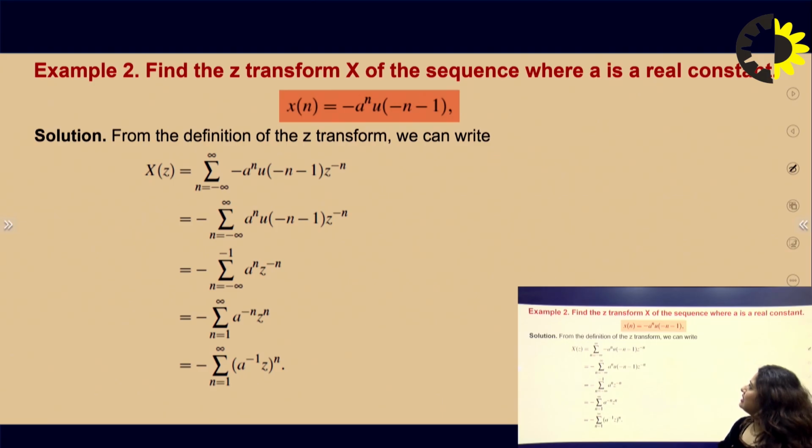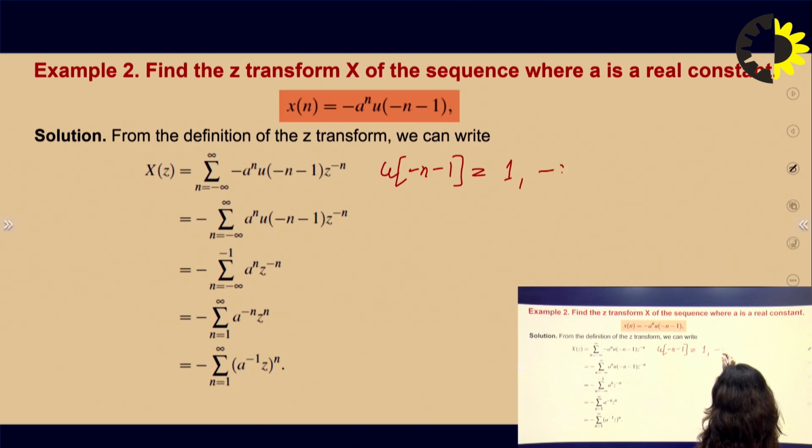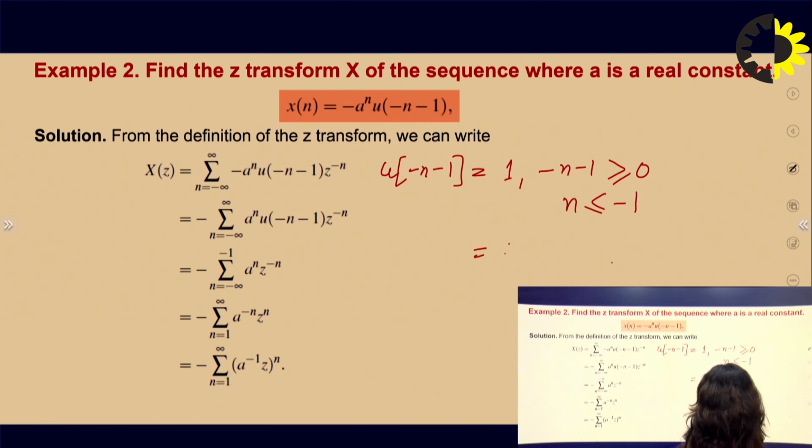Example 2. Find the Z transform X(z) of the sequence where a is a real constant. So x(n) is equivalent to minus a^n u(-n-1). Firstly, you have to see u(-n-1). What is its range? It is 1 when -n-1 is greater than or equal to 0, or n is less than or equal to -1, and 0 when -n-1 is less than 0, or n is greater than -1.